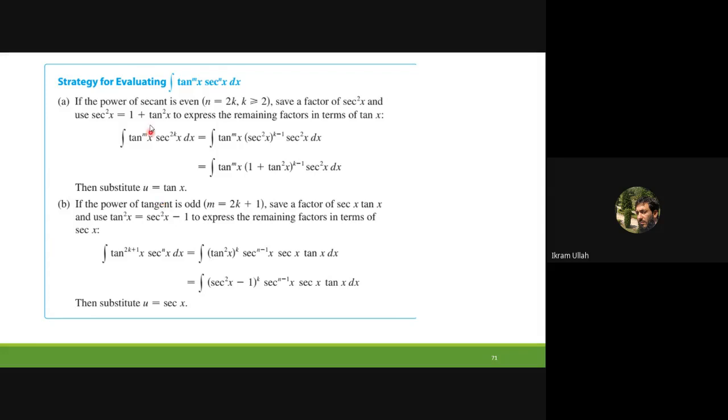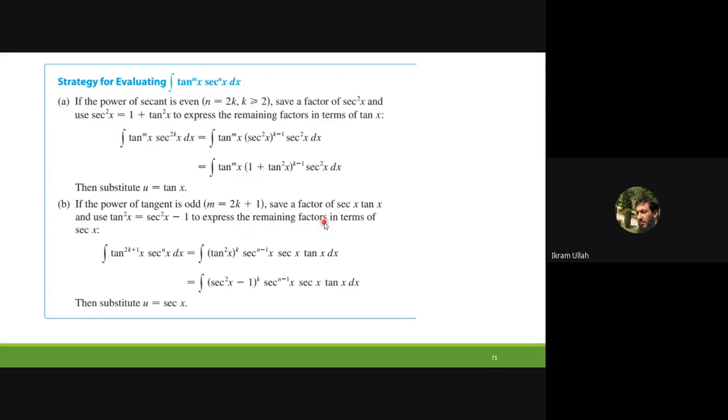Now if the power of the tangent is odd, that is, with both tangent and secant, secant even and tangent odd, save a factor of secant x tangent x and use tangent square is equal to secant square x minus 1. This is the identity, the same identity as secant square is equal to 1 plus tangent square.